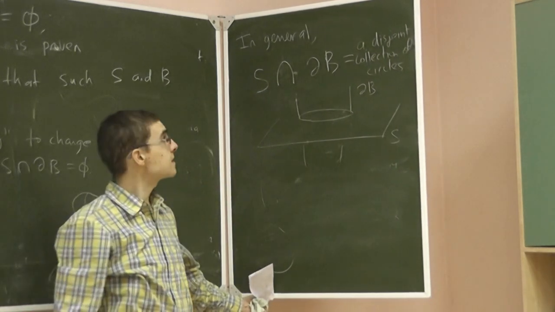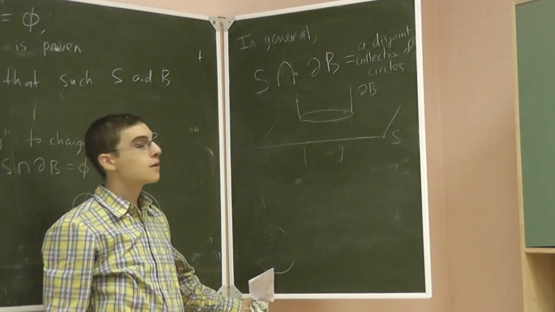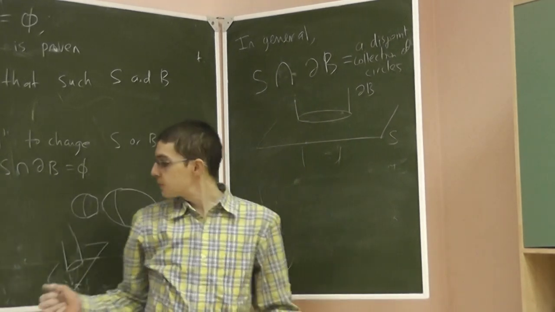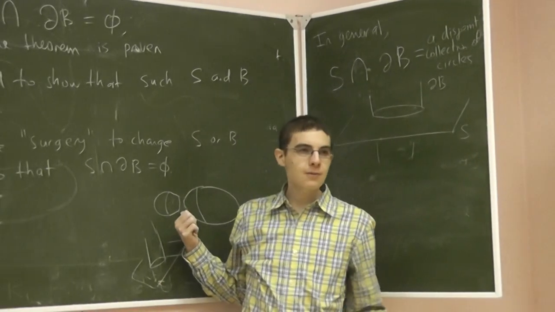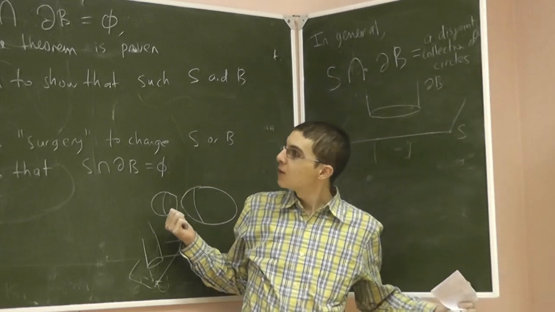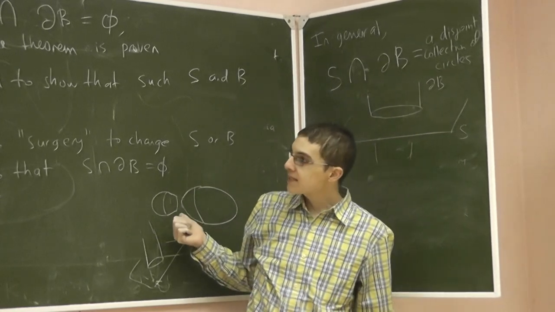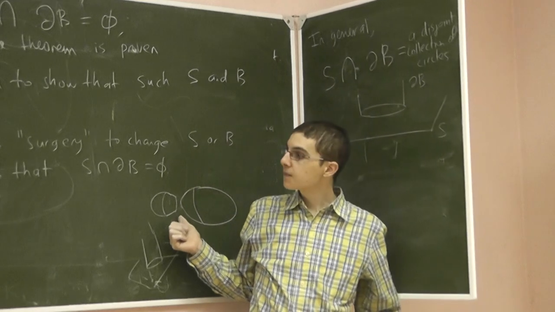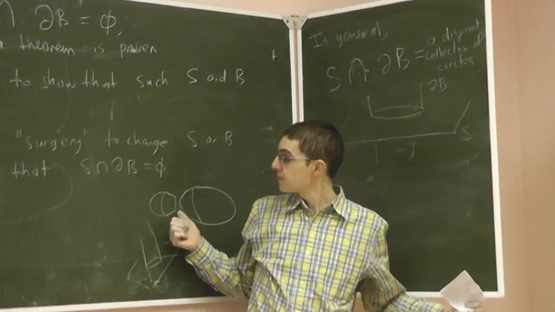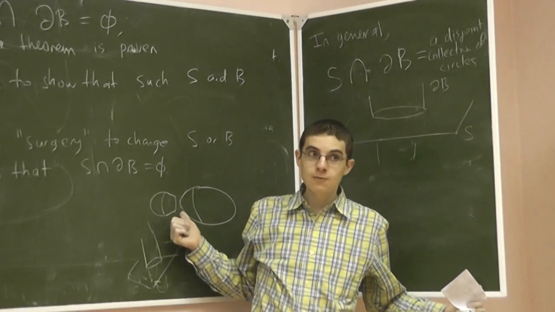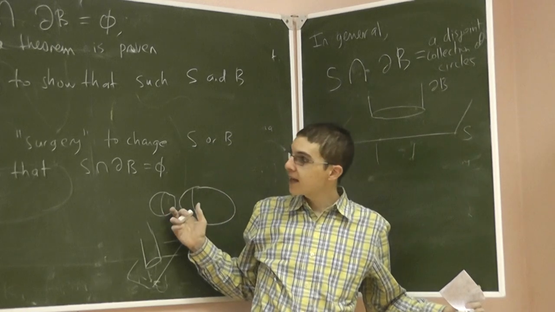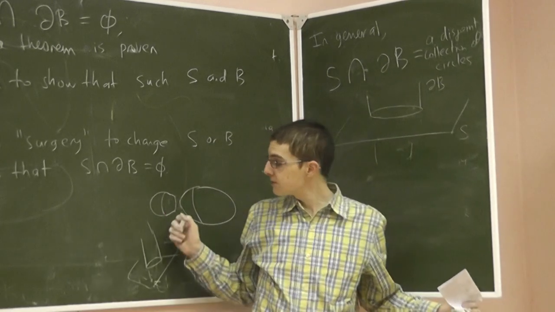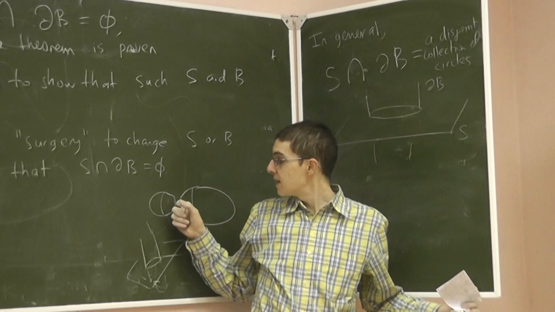We start with S and B. Now, when I say wiggling, why are we allowed to wiggle? Well, we just want to find S and B so that they're separating, so that each separates K as we define them.